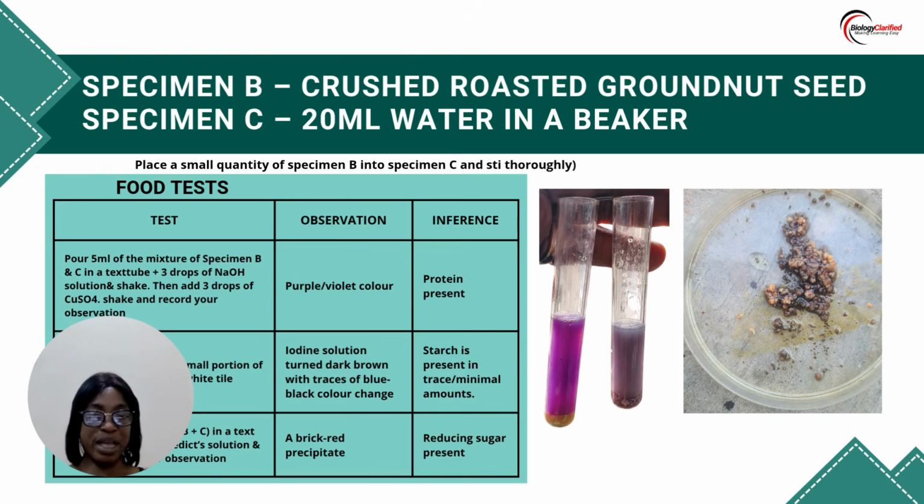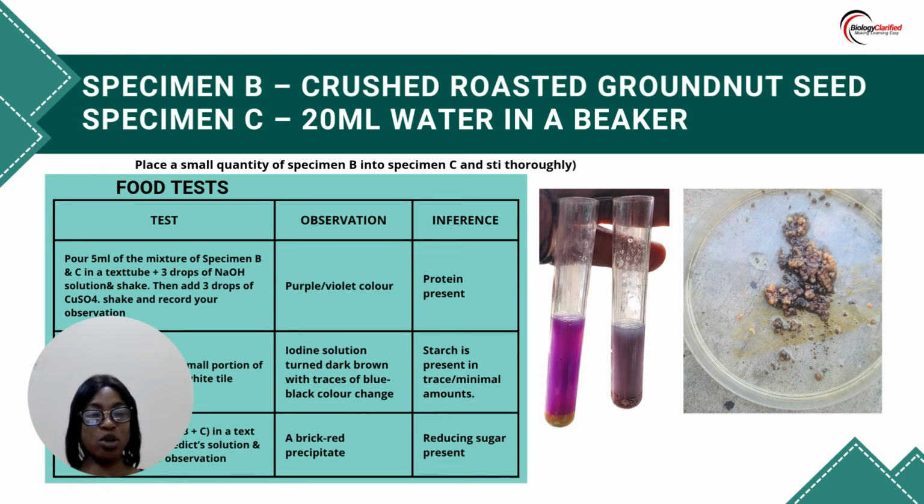I feel that a portion of the solution, the mixture of specimen B and C, will be used for the protein test, where you'll be asked to add sodium hydroxide. You will shake the mixture, then you add copper 2 sulfate, shake it and observe the color change. From experiment, the color change was purple. You could write violet color.